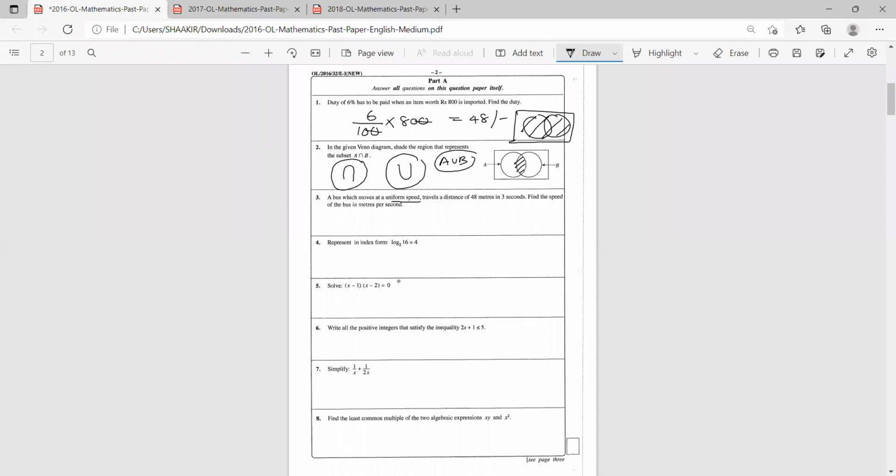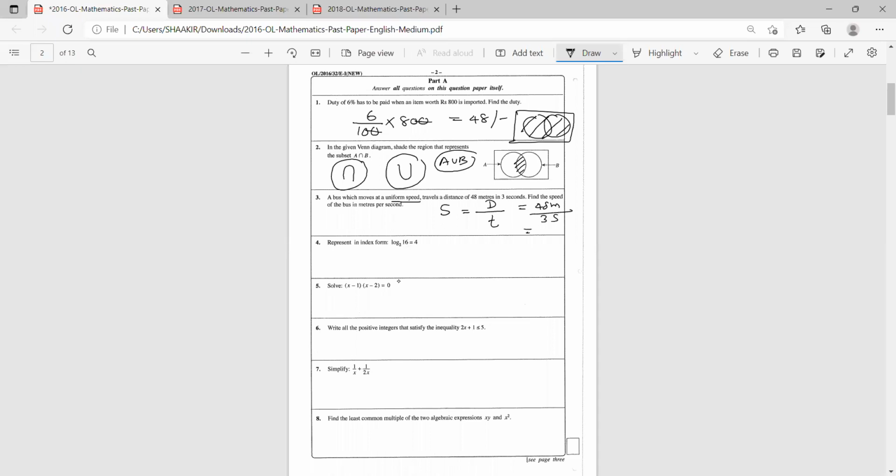They are saying it travels a distance of 48 meters in 3 seconds. Find the speed of the bus in meters per second. Always, speed is equal to distance over time. In science, you all might have studied, children, that distance is a scalar quantity, and speed is also a scalar quantity. Scalar quantity means you don't need to worry about the direction; they have only the magnitude. So here the distance is 48 meters and the time is 3 seconds.